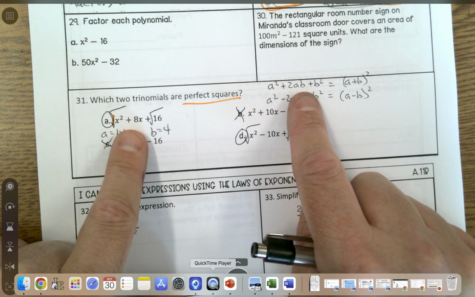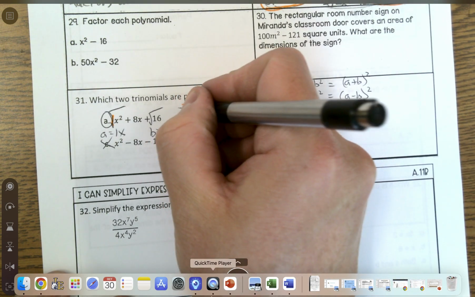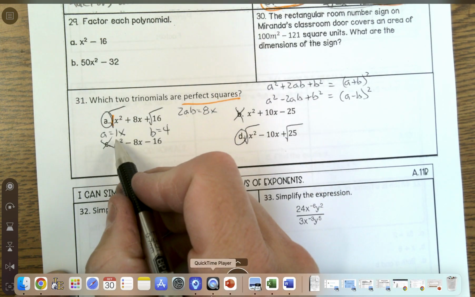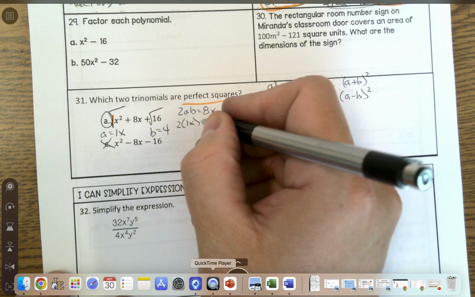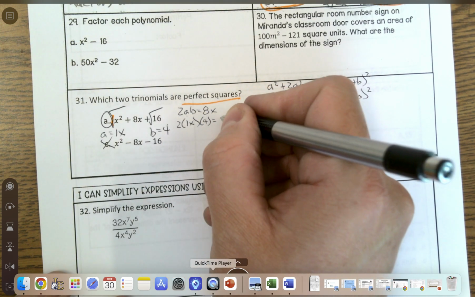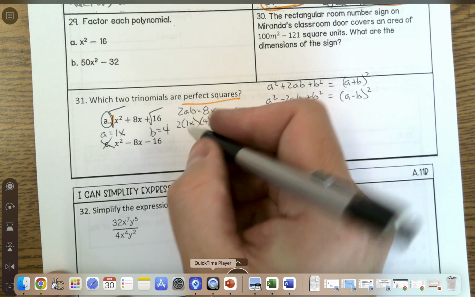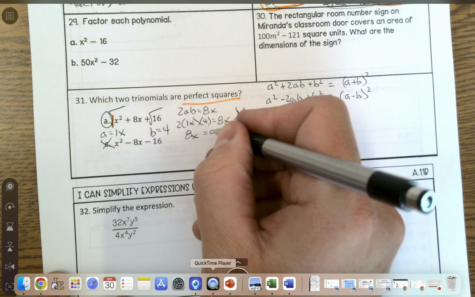So I need to know, does 2ab equal 8x? And my a is 1x, so I can say 2 times 1x, and my b is 4. Is all that going to equal 8x? Well, 2 times 1 is 2, 2 times 4 is 8, and between these three, we have only one x term, so yeah, that checks out. So A is definitely the right answer.